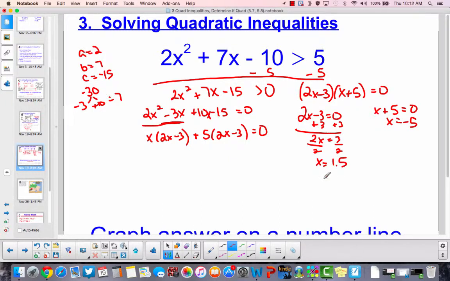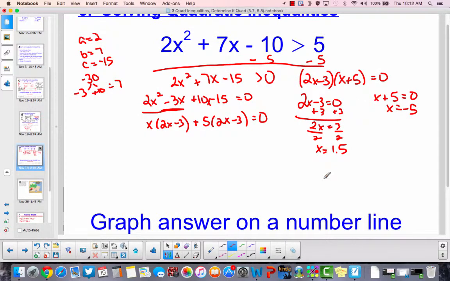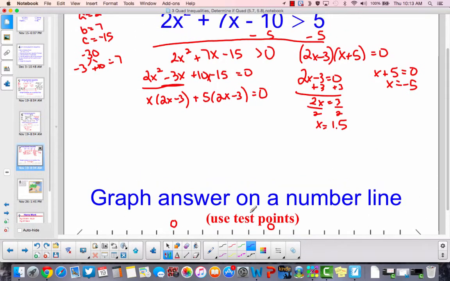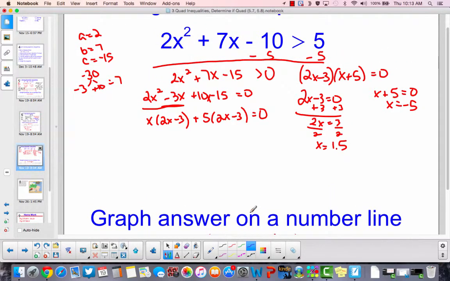Okay, so now let's come down here to our number line. It's greater than. So negative 5, since it's greater than, would be an open dot. 1.5 would be right about here, open dot. Easiest thing to test is 0, so let's plug 0 into the original, 2x squared plus 7x minus 15 is greater than 0.